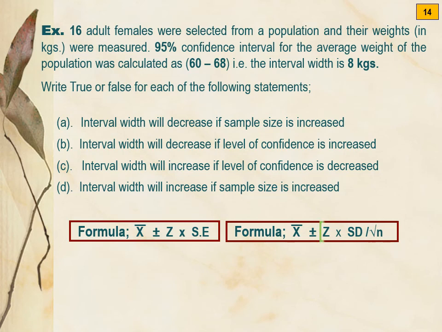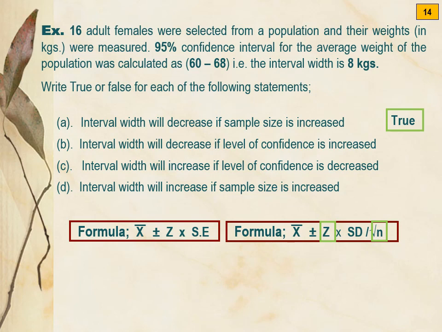Now let us see. Z is part of this. If you increase the confidence, then Z will increase, and if it increases, the width will increase. And n is in the denominator. If you increase n, then Z into SD over root n will decrease, and therefore the width will also decrease. Now read the statement: interval width will decrease if sample size is increased. Yes, it's true. If you increase n, the width will decrease. That's true.